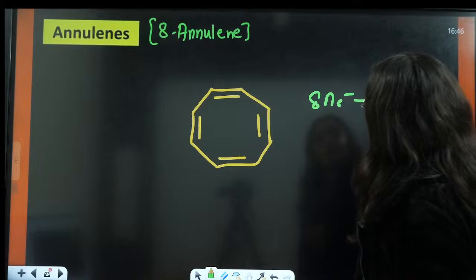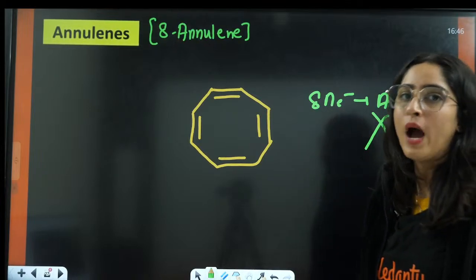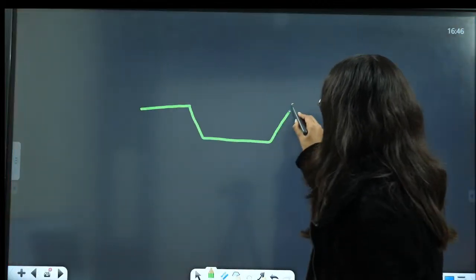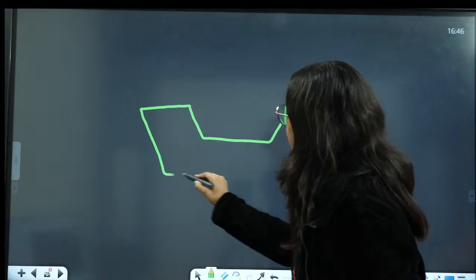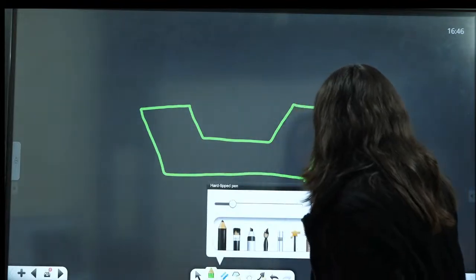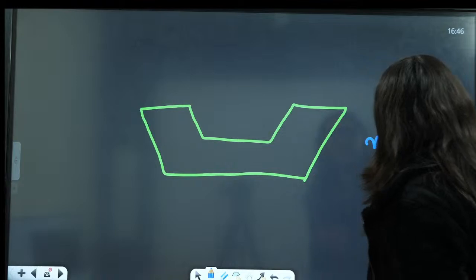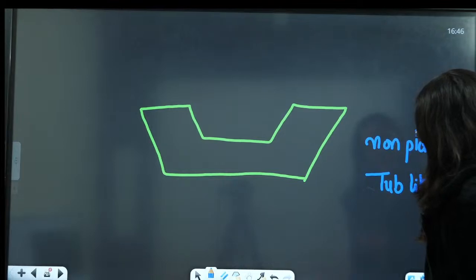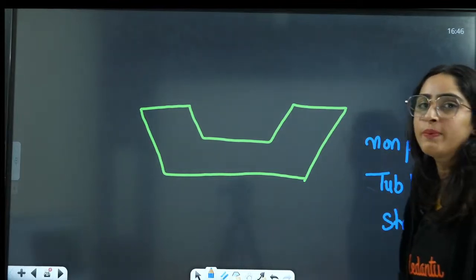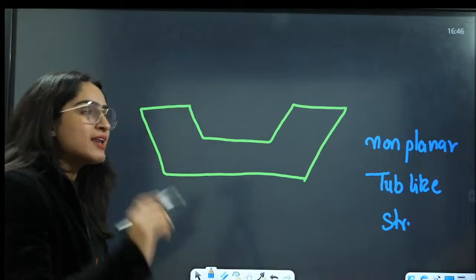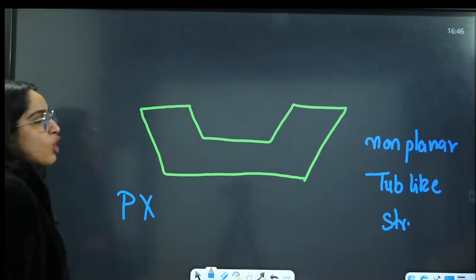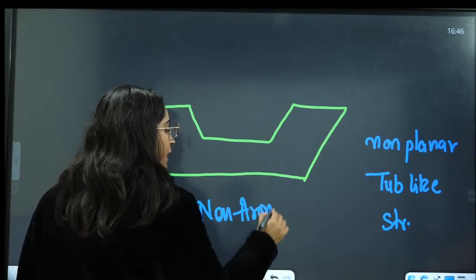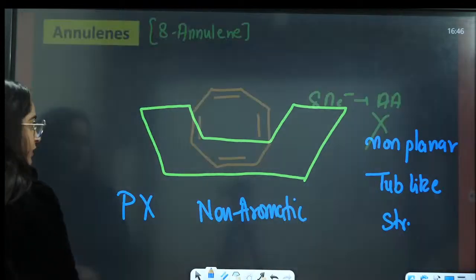You will say, ma'am, this is anti-aromatic, but that is wrong. Why so? Because it has a tub-like structure. It exists as a non-planar tub-like structure, and when it is not planar, that means it is non-aromatic. So I will write it here also.